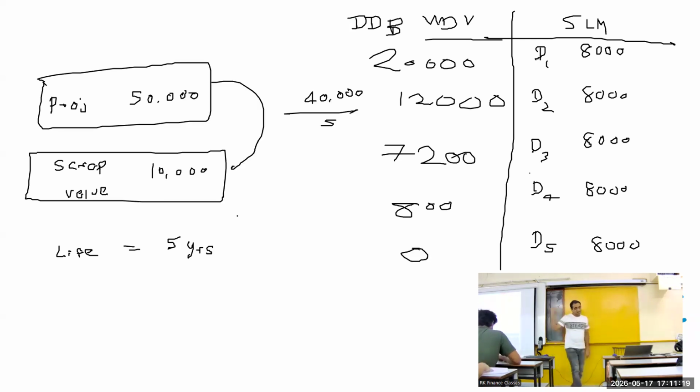So can you see a trend? Some trend kind of thing? In SLM the trend was it was all equal. And now what is the trend? Good. Initially the depreciation is higher and then it is going down.